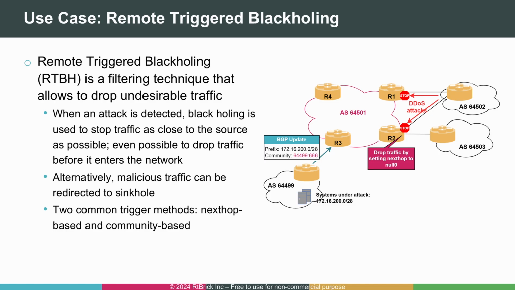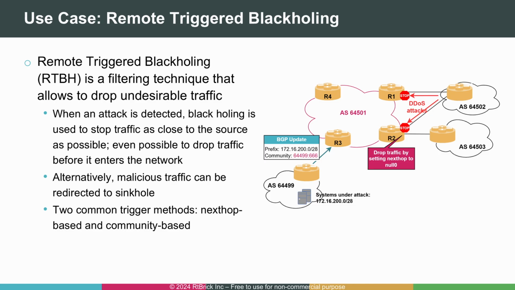To minimize the impact, we want to drop it as close to the source as possible, ideally, before it even enters our network. In some cases, instead of dropping the traffic outright, we might redirect it to a sinkhole, a system designed to inspect and analyze malicious traffic. There are 2 common ways an upstream provider can trigger blackholing. One is by setting a predefined next hop, which means forwarding traffic to a specific IP address where it will be dropped. The other is by attaching a predefined BGP community that tells the provider's routers to block the traffic.